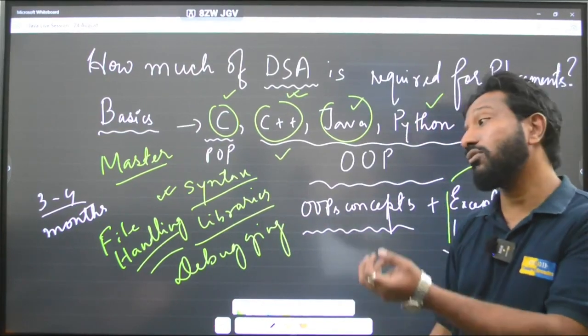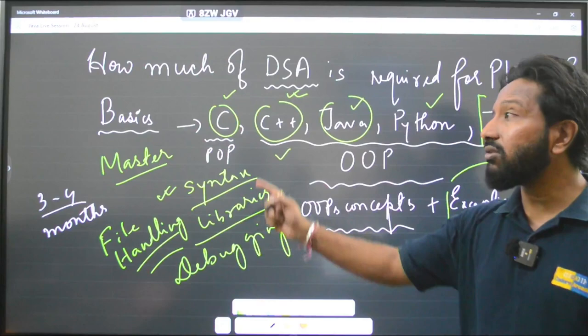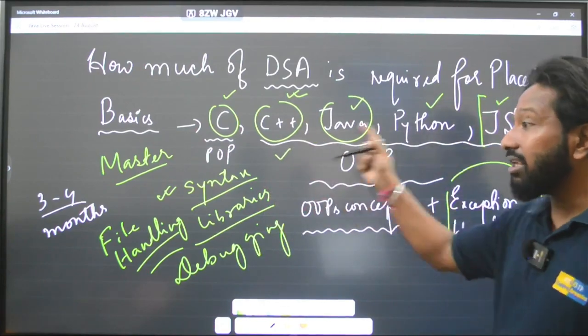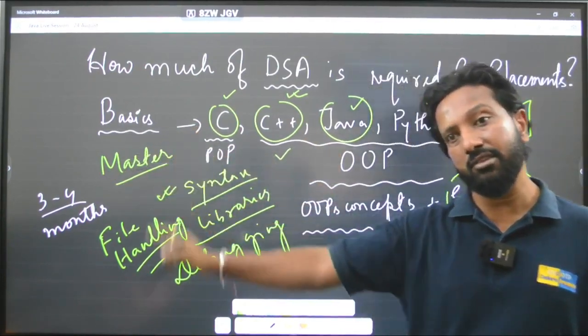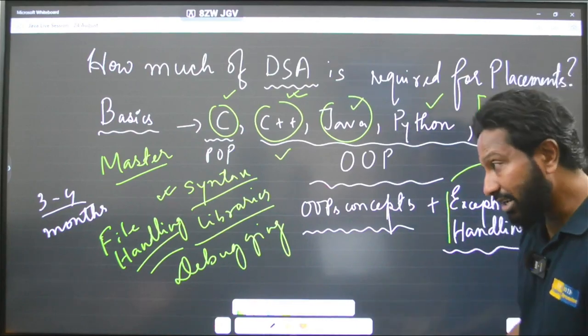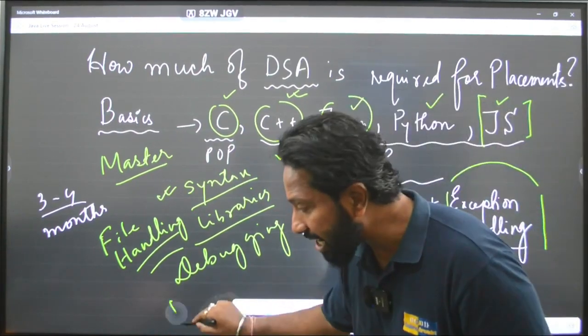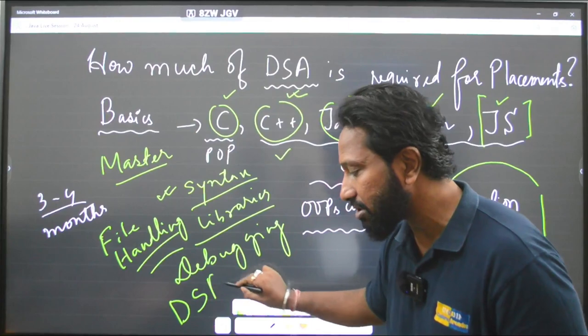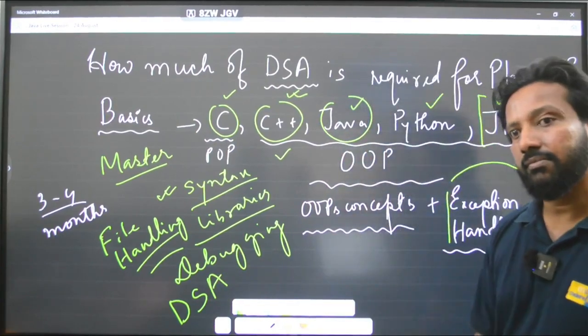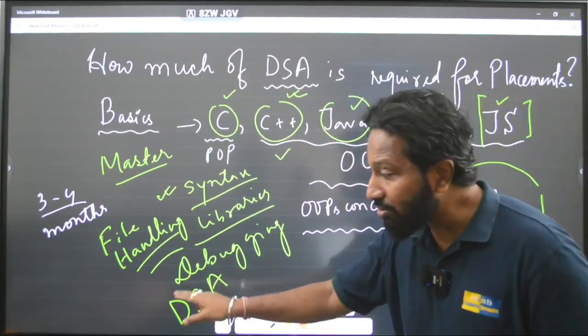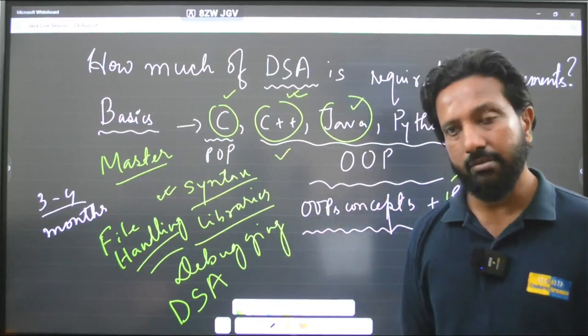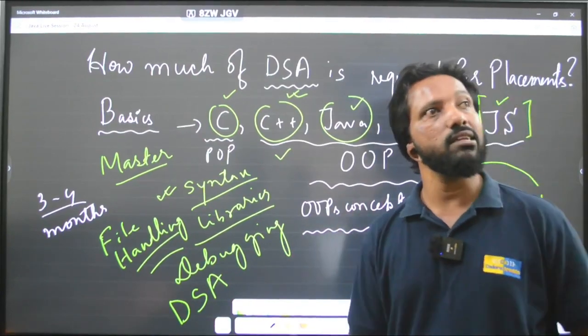These things you should always learn in whatever language you are mastering. Please remember this, okay. After that only you should go on to learn data structures and algorithms. Fine. Now, let us go to how much of DSA is required, as the question was posed by learning.